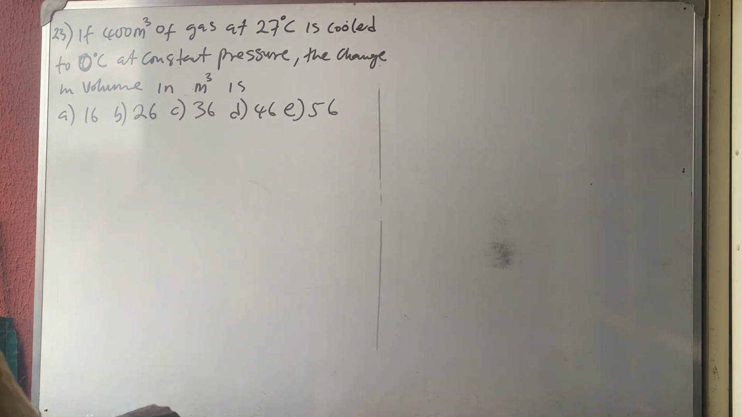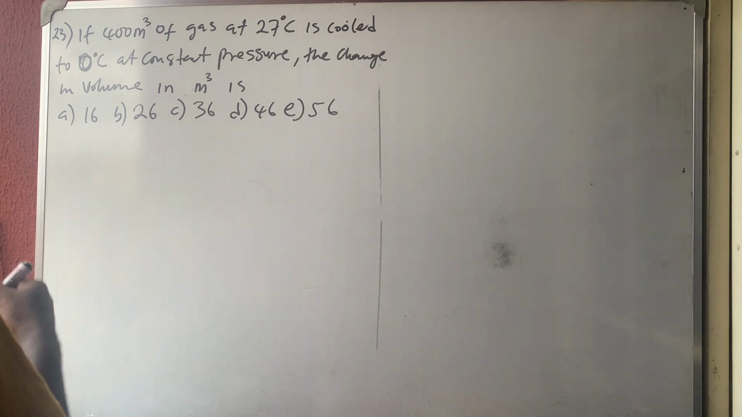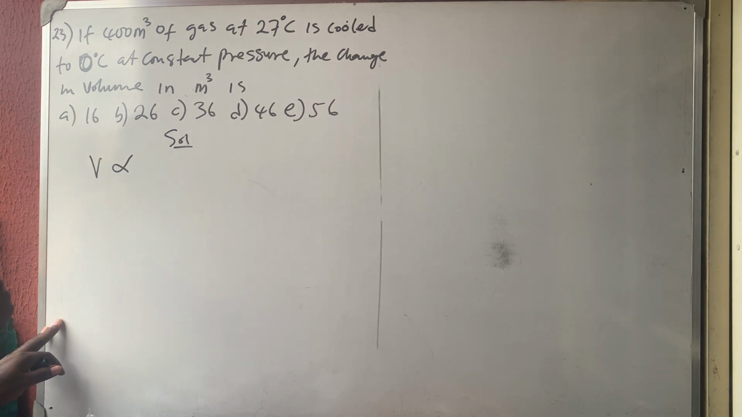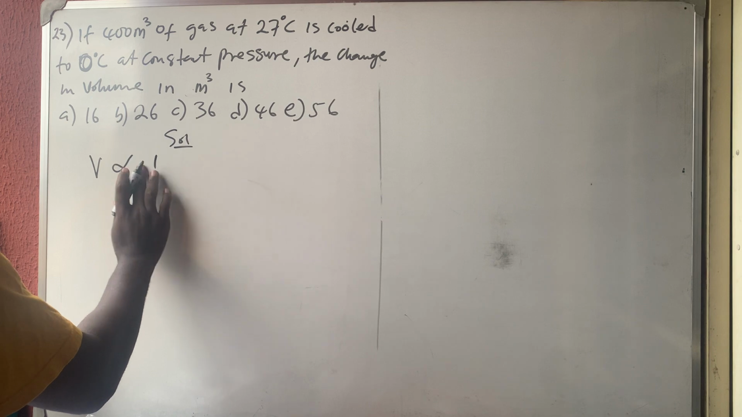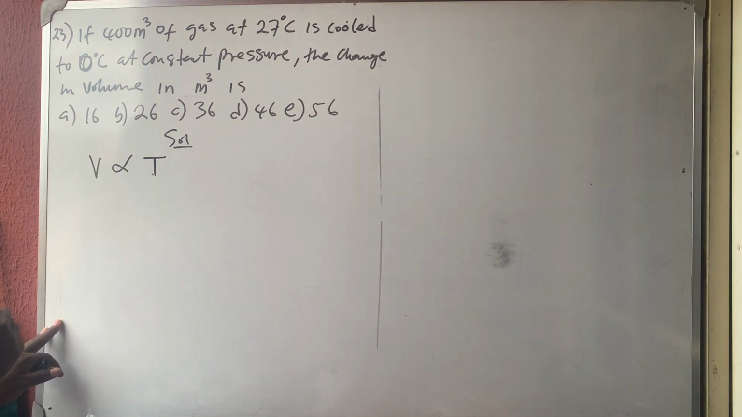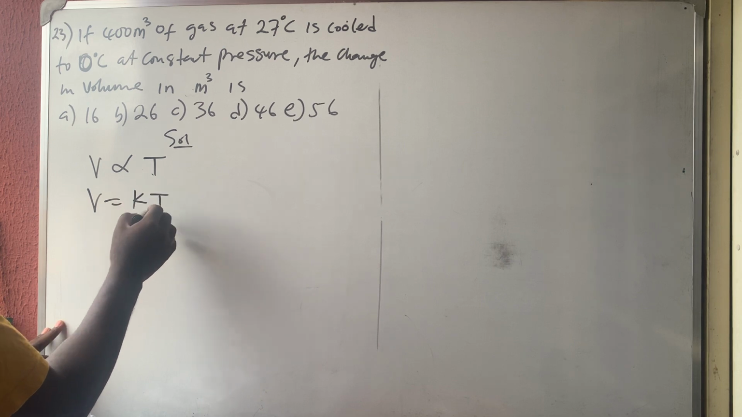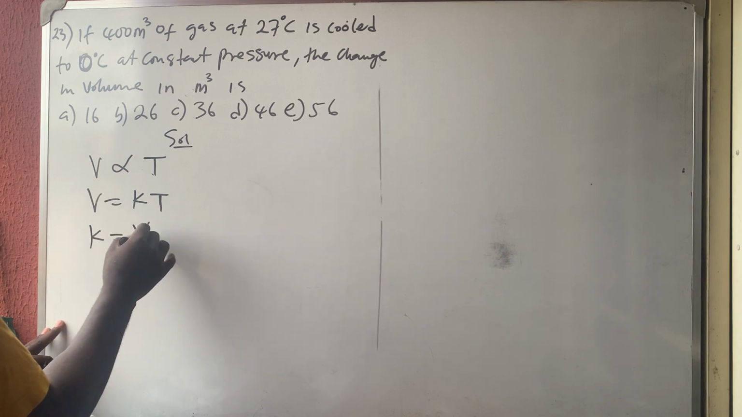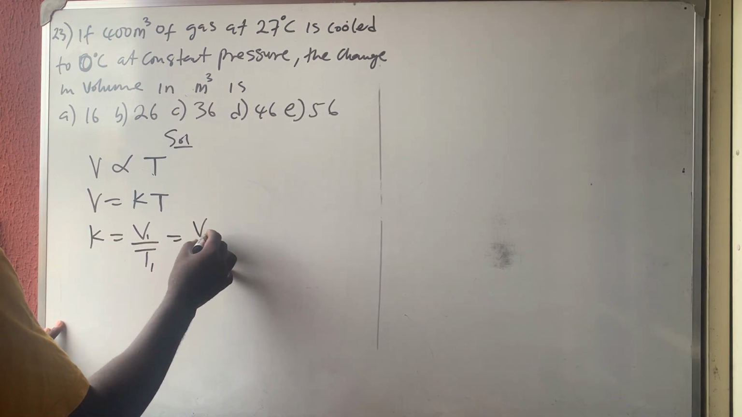Now, if you look at that, you see that this is a Charles law. Okay? And don't forget what Charles law said, that the volume of a gas is directly proportional to what? To temperature in Kelvin, provided that the pressure remains constant. This is very simple. Solution. We know that volume is directly proportional to temperature. So therefore, V is equal to KT. So my K is now V over T. I call it V1 over T1 is equal to V2 over T2.